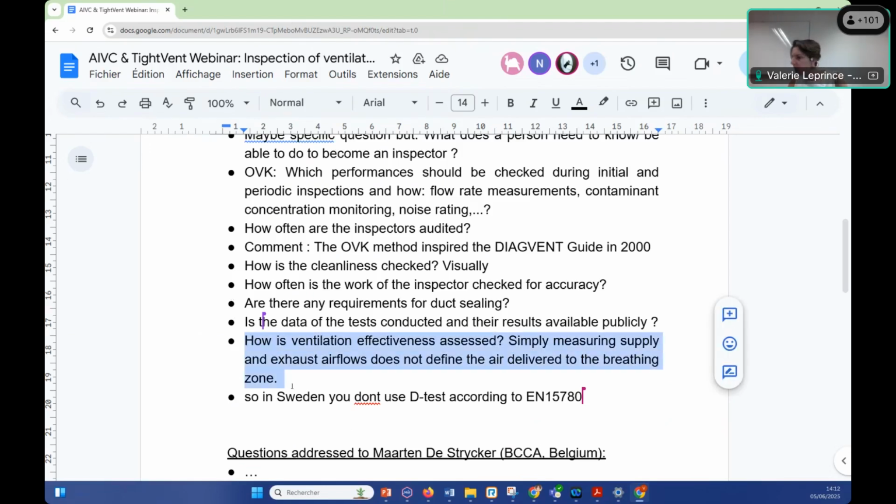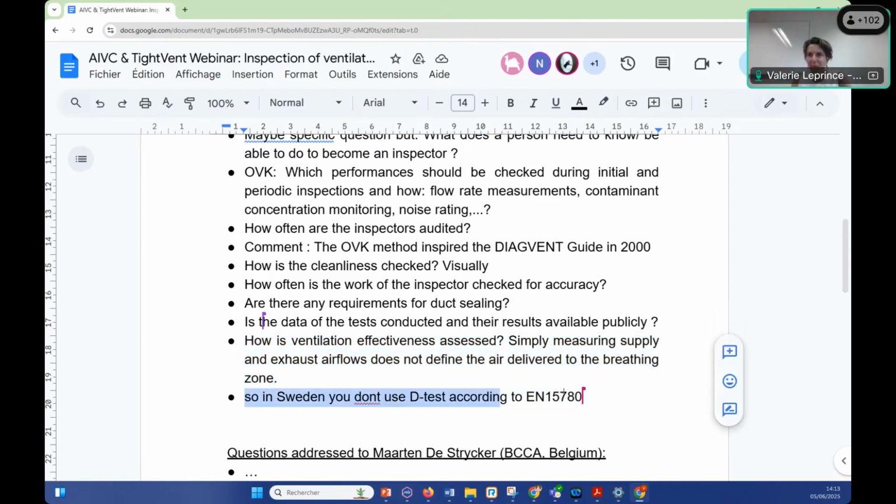Okay, do we still have some time? Another 3 minutes. How is ventilation effectiveness assessed? Simply measuring supply and exhaust airflow does not define the air delivered to the breathing zone. Yes, no, that isn't measured. We don't do that normally. It's quite rare, because you could use CO2 to determine that, but that's not normally done during the OVK. We just measure the airflow. Only the airflow. Yeah, that's the first step.